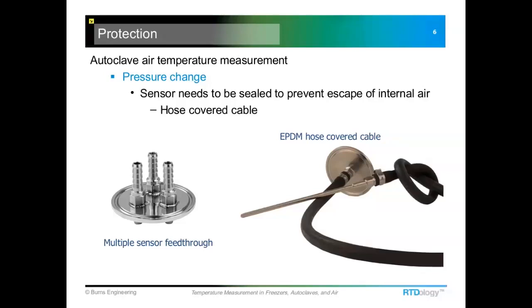One of the best ways to help prevent this is to put EPDM hose or some other hose material over the cable and have that run through the wall of the autoclave to the outside, and then seal it in through some sort of a fitting. This one has a little tri-clamp shown on it right here.